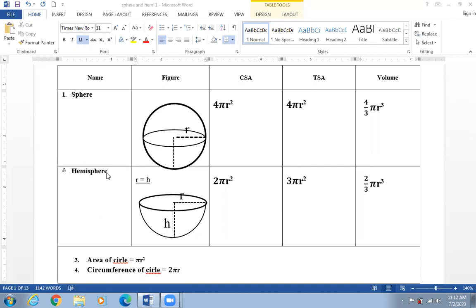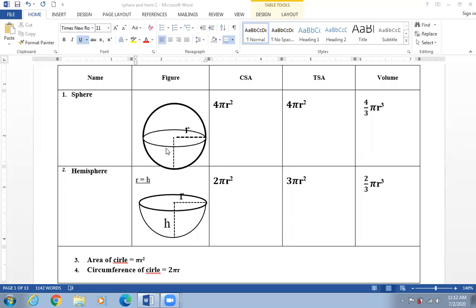So unknowingly we were learning hemisphere in those chapters and subjects. Hemisphere means if the sphere is cut into exactly equal halves, that is called the hemisphere, half of a sphere. Sphere is a complete figure, hemisphere is half the shape. It is like a bowl shape.